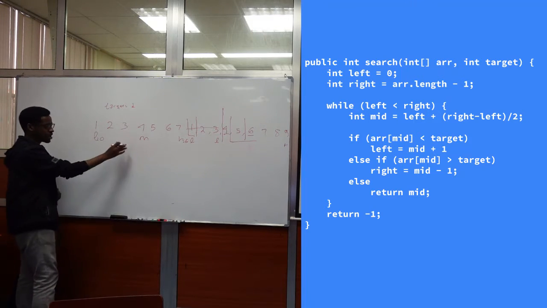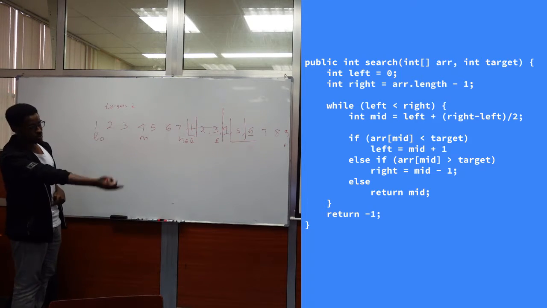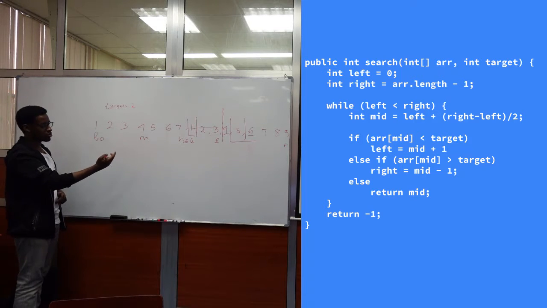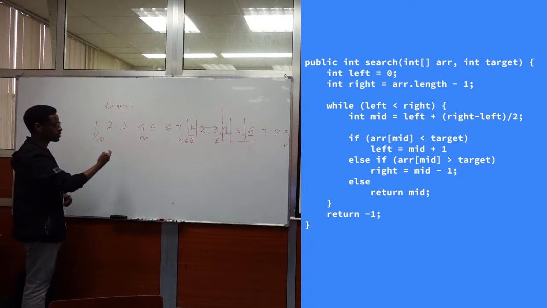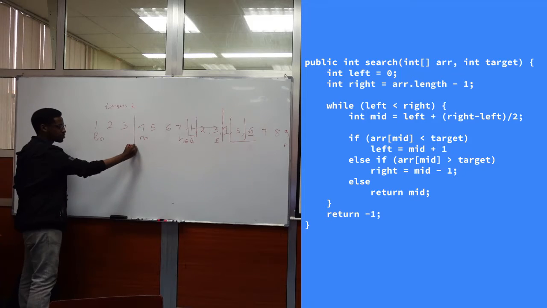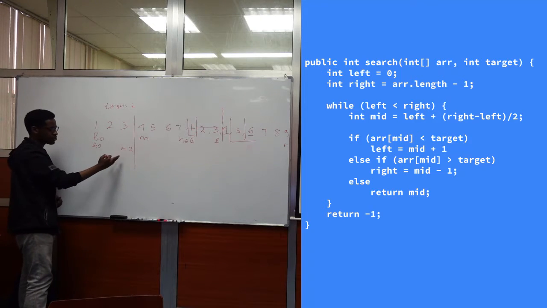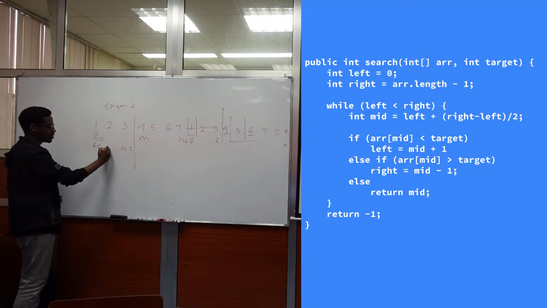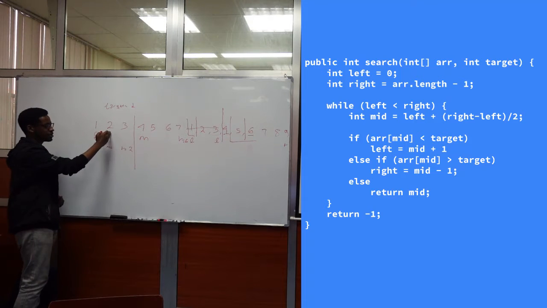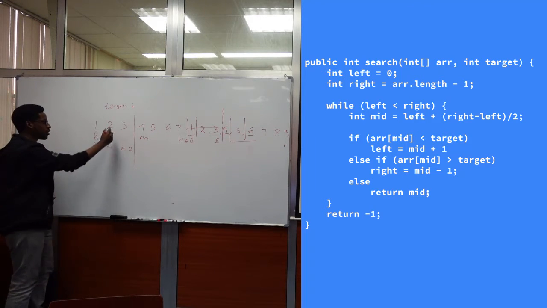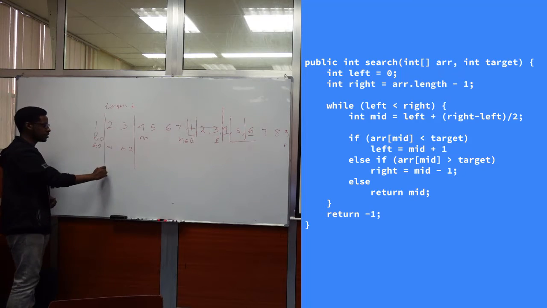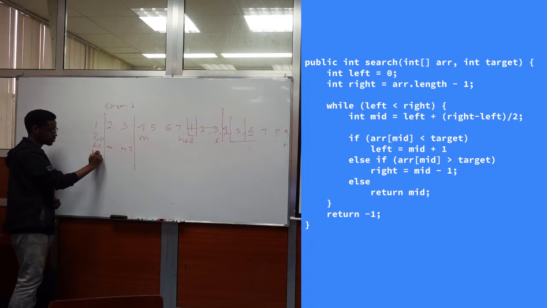So at first pass, we get to the middle. Then we'll run our code, and our right would be mid minus 1, since the target is less than the middle one. So our right would be here, which is 2. Left is equal to 0. This would result in the middle being here, and still 2 is greater than the target 1. So our right would be 1 minus 1, which is 0.